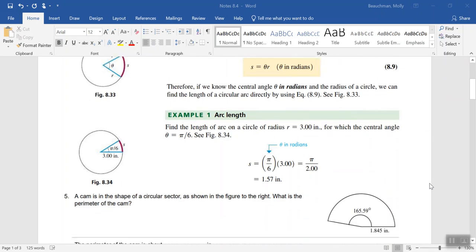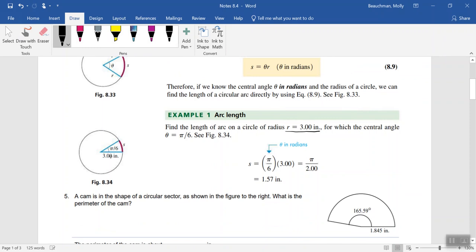So our first example, find the length of arc on a circle of radius r equals 3 inches. So here's our circle, for which the central angle is pi over 6. So this one shows just the nice direct substitution into the formula. Arc length s is equal to pi over 6, the angle in radians, times 3. Cross cancel, 3 goes into 6 twice, and you get pi over 2. That's the exact answer. Then when you take pi divided by 2 on the calculator, you get about 1.57 inches. So this arc length right here is about 1.57 inches.